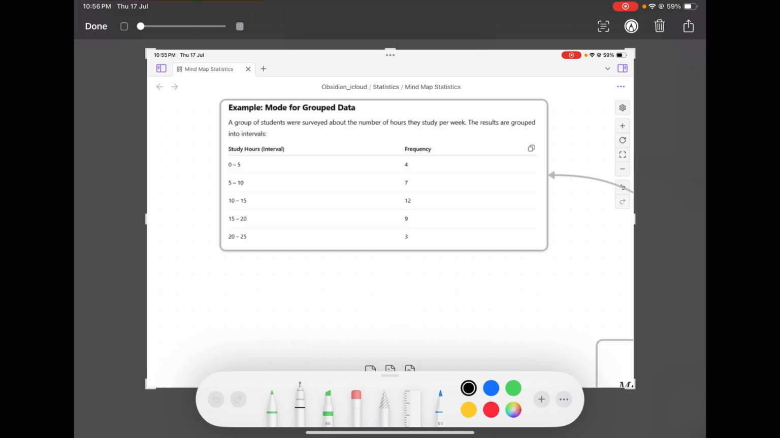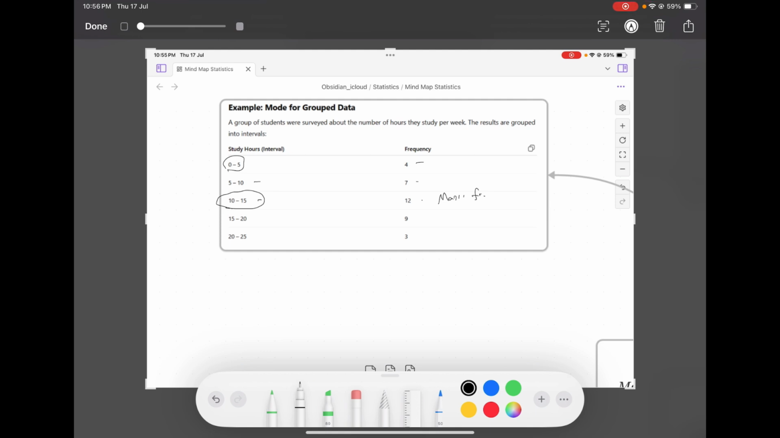So this is interval data. That means 0 to 5, the frequency is 4, and 5 to 10 it is 7, and 10 to 15 you can see it is 12. This has got the maximum frequency. So the mode is somewhere between 10 and 15. So you need to find the exact value. So how can you find it?